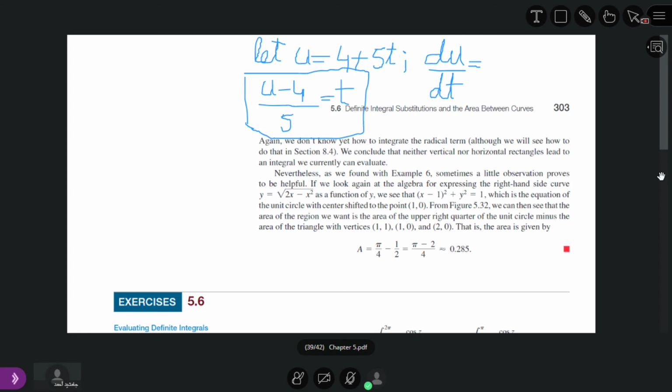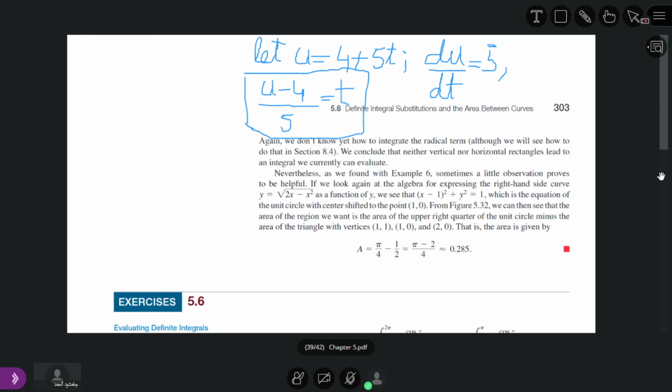Yes, derivative of u with respect to t. Derivative of 4, it is constant. What is the derivative of the constant? It is 0. Derivative of the constant is 0. What is derivative of 5t? It is equal to 5. So from here, what do we get?